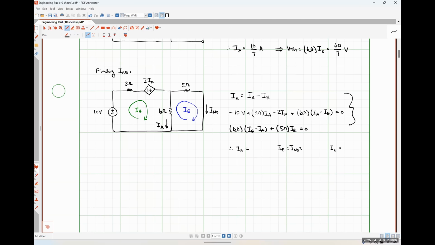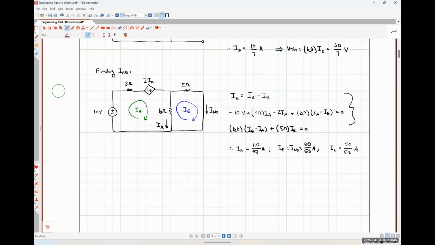So when I solved this system of equations, I got IA to be 110 over 53 amps. IB, which is I Norton, to be 60 over 53 amps. And lastly, IX to be 50 over 53 amps. Did anybody else get a similar result? Okay, several people shaking their heads, so I'll assume I got that correct.